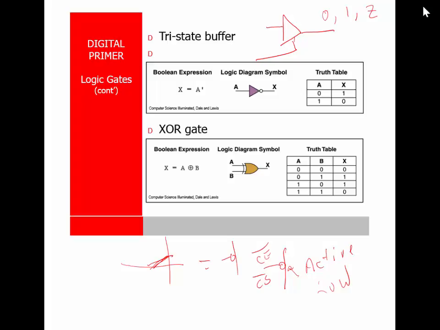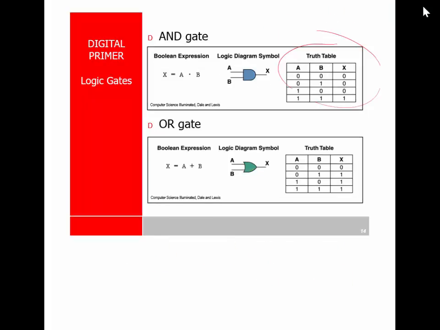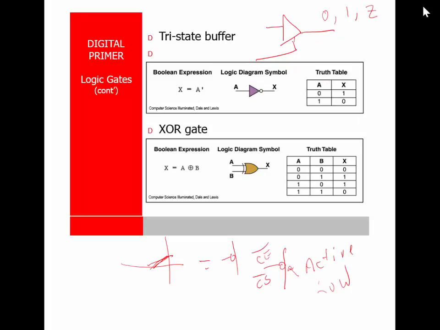All right, the XOR gate is a little bit different. I think I missed a slide there. The XOR gate is kind of a funky thing. It's active only if one or the other is home. If both parents are home, the output's going to be low. If neither parent is home, it's going to be low.